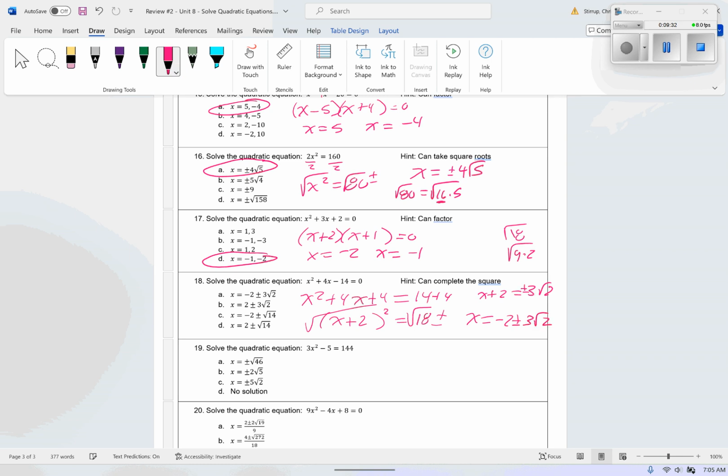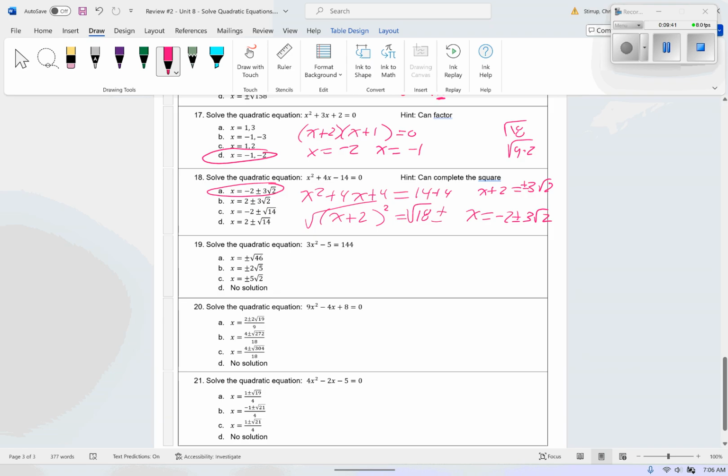And watch your signs, okay? So we're looking for negative 2 plus or minus 3 root 2. Happens to be the first one. Cool. Number 19, I'm going to add 5 to both sides first. So that's going to give me 149. I'm going to divide each side by 3.